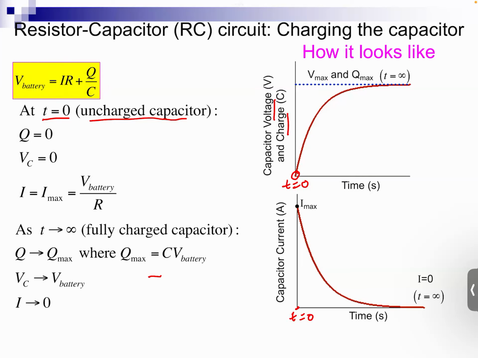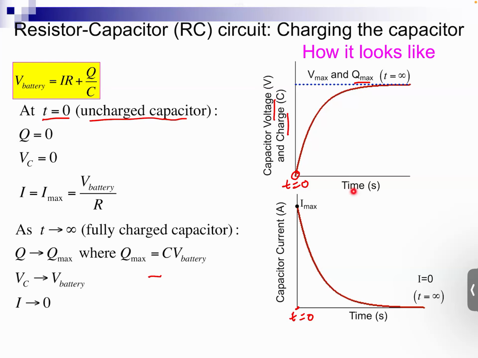And as time approaches infinity, after a very, very long time, the charge stored in your capacitor plates approaches the maximum charge that can be stored. And therefore, the voltage across the capacitor plates approaches the voltage of the battery. And notice what happens to the current. The current approaches 0 after a very, very long time. Good, does that make sense? I hope it's easy enough to understand and remember.